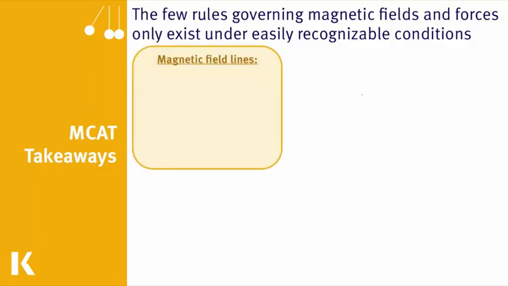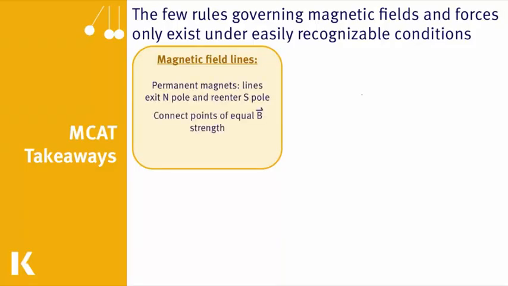Let's begin reviewing by looking at magnetic field lines. In permanent magnets, the magnetic field lines exit the North Pole and re-enter the South Pole. Those lines will specifically connect points of equal magnetic field strength. And the strength of the magnetic field is represented in those lines by the density of the field lines. The closer the lines are together, the stronger the field.